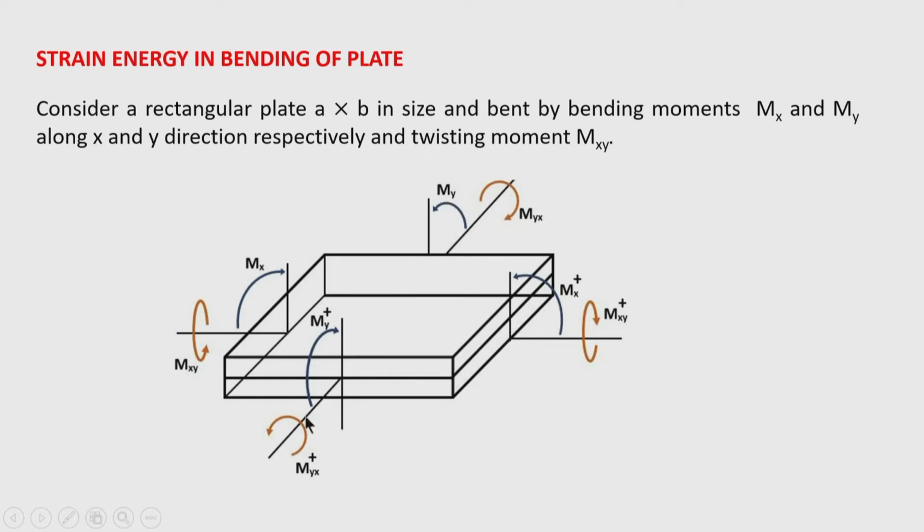On the opposite edges the bending moment will be My plus. What does it mean? My plus means My plus ∂My/∂y into dy. So, these are the increments. Similar meaning can be given to Mxy and Mxy plus. Okay. So, the plus quantity indicates the incremental quantity. Okay.